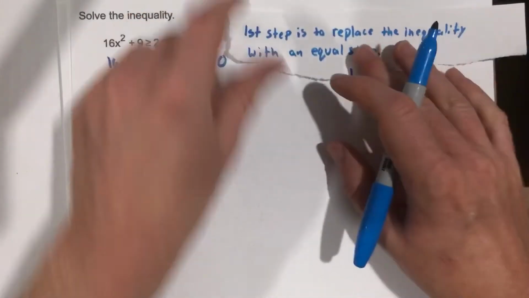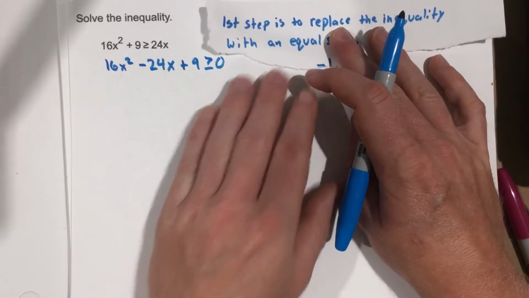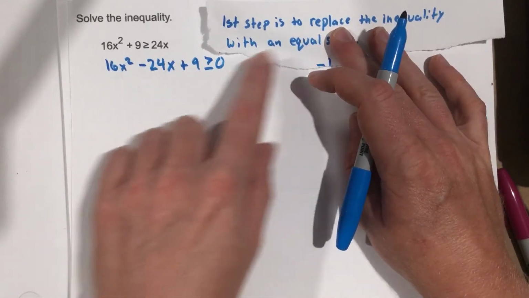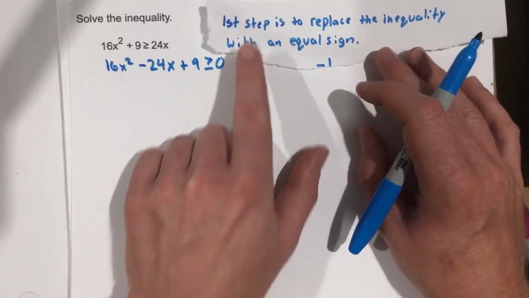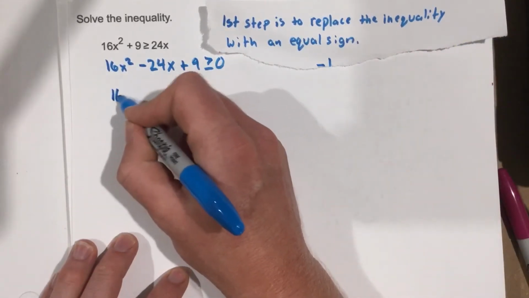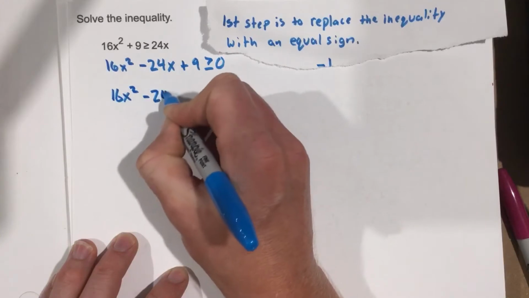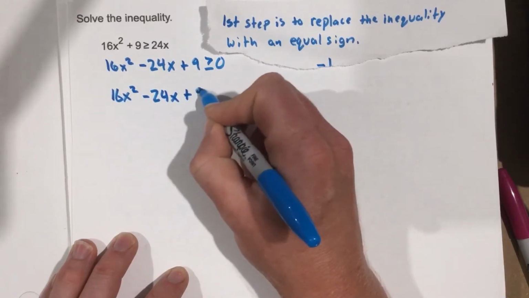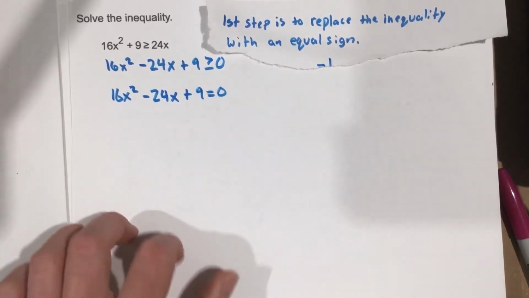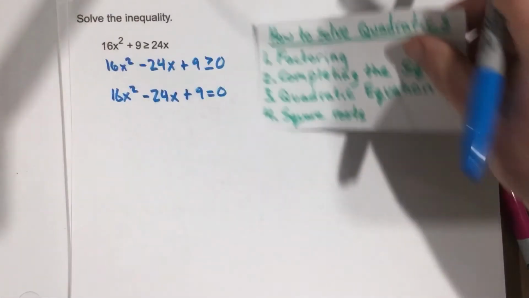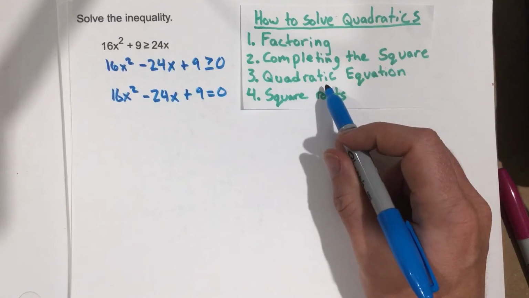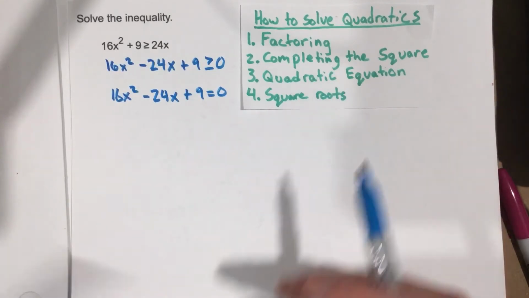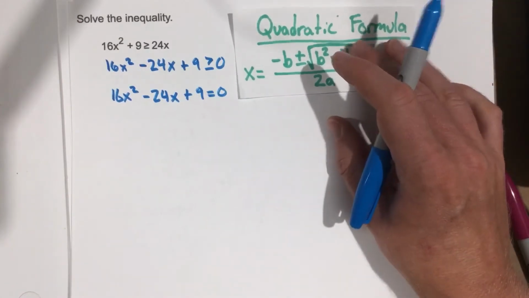Now this says first step here, but that's if you have a quadratic already written like this. So after we do that, we're going to replace the inequality sign with an equal sign. And I'm going to use one of these methods to solve this. And I think the quadratic formula is the right step to take to solve this. So we're going to use the quadratic formula.